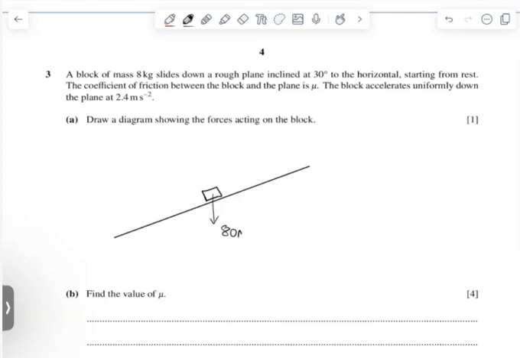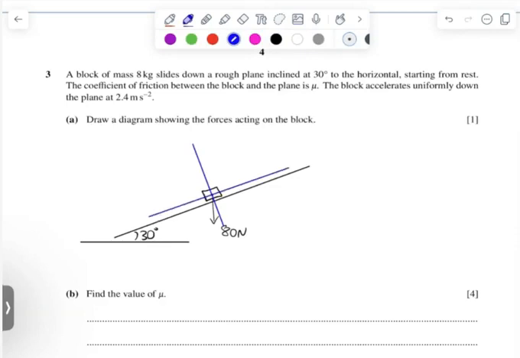So that's 80 newtons. It's at 30 degrees. So we know that's 30 over there. And let me just draw this a bit differently. That's 30 over there. Okay, it's on a rough plane starting from rest. The coefficient of friction between the plane and the block is mu. The block accelerates uniformly down the plane. So that means our friction is acting up.